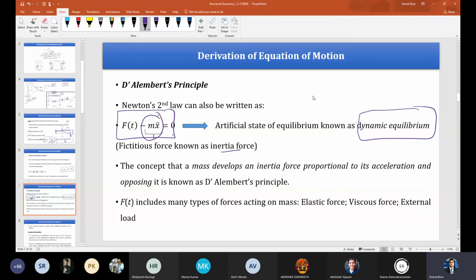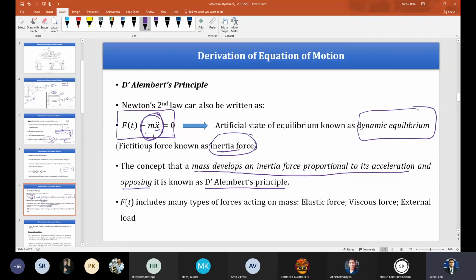This is a fictitious force which is not present, which you cannot see there. That is called the inertial force. This inertial force is proportional to the acceleration of the body, here just a lump mass, and it opposes the acceleration. That concept is called the D'Alembert principle. The mass developing an inertial force proportional to the acceleration and opposing it is known as D'Alembert's principle. You might not find any difference between this expression and that expression.